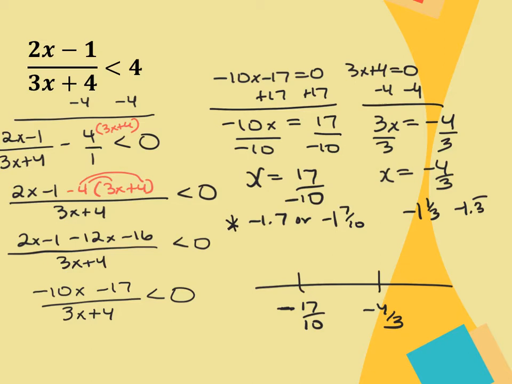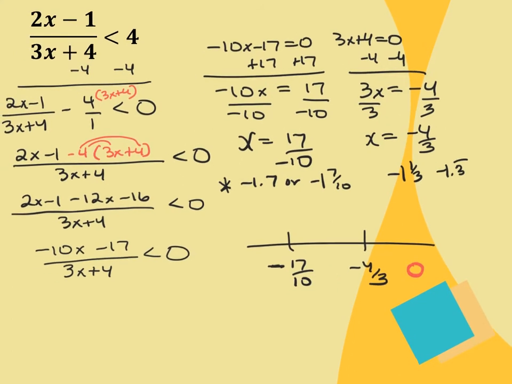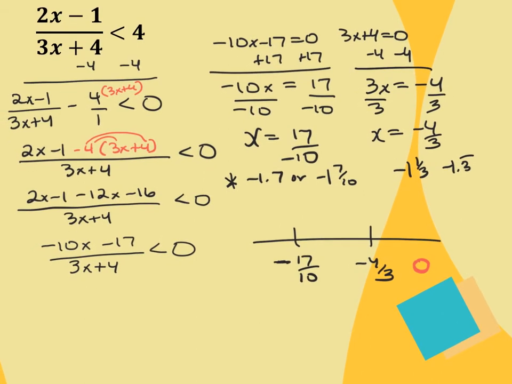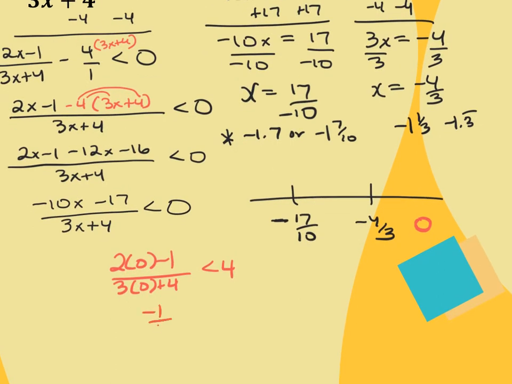So now my 0 is located on the far right, because both of my answers here were negative. So over here is the 0. So let me plug it in to the original. So 2 times 0 minus 1, 3 times 0 plus 4, and I'm going to see if that's less than 4. So I get -1/4. This is a true statement. So I'm going to put my check mark over here where the 0 is, and then repeat the pattern.